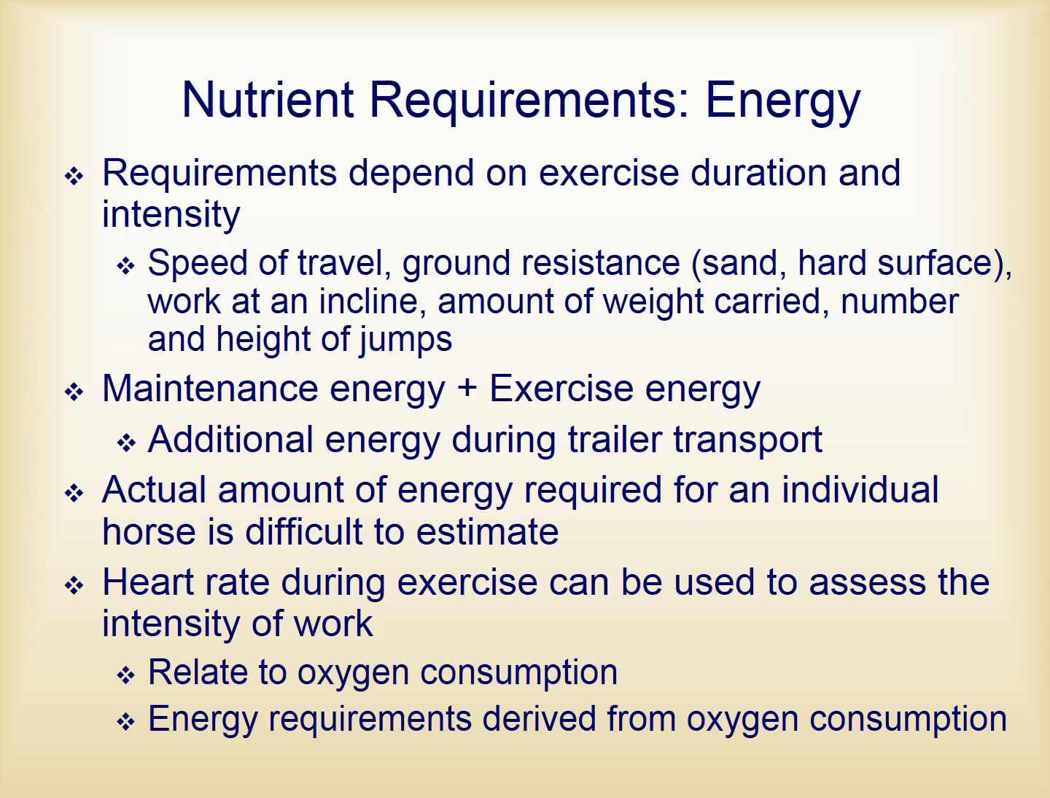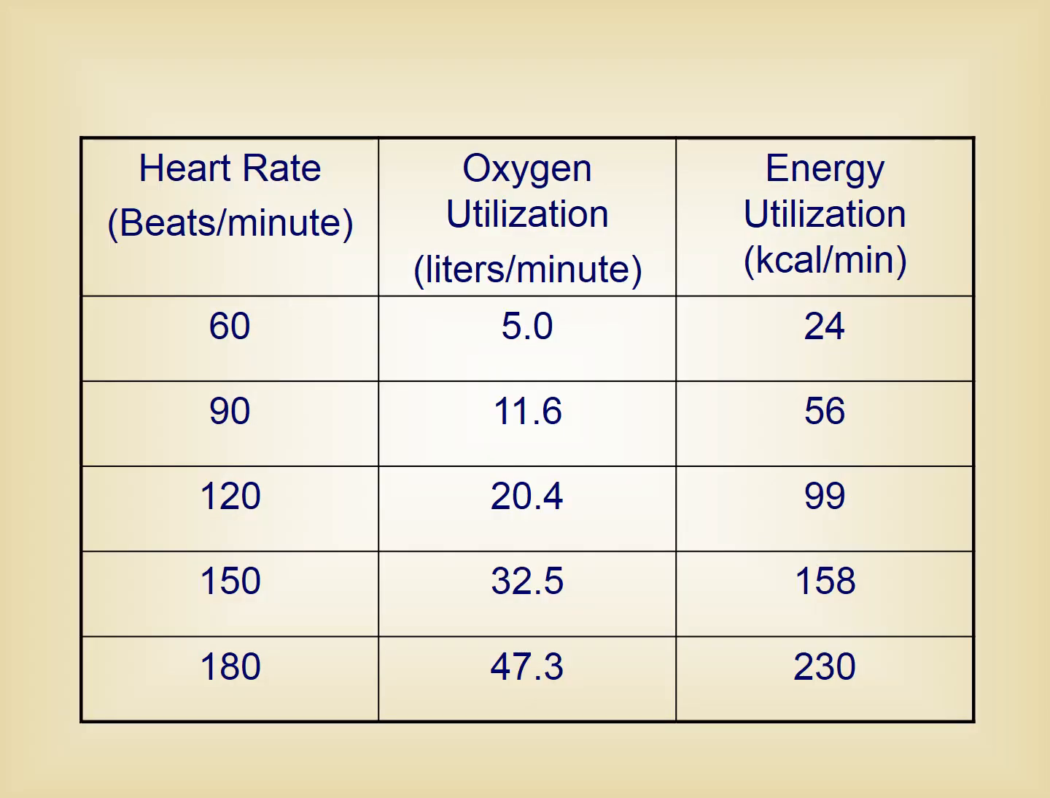When we're thinking of a horse that's working, we can look at the heart rate during their exercise, and we can use that to help assess the intensity that the horse is working at. The energy requirement is going to be related to oxygen consumption, and the following chart helps to illustrate that. On the left column, we have the heart rate in beats per minute. In the center, we have oxygen utilization in liters per minute. And finally, on the right-hand column, we have energy utilization in kilocalories per minute. Looking at the top row, at a fairly light level of work, we have 60 beats per minute, and at that level, we'd expect the horse to use approximately 24 kilocalories per minute.